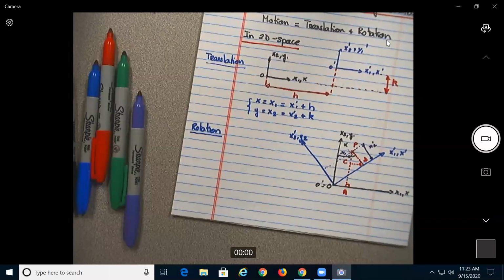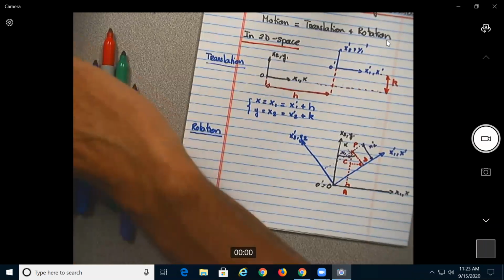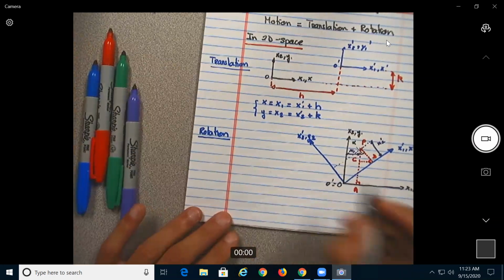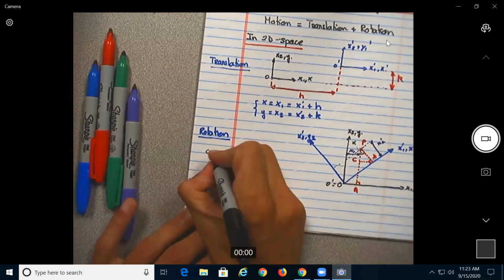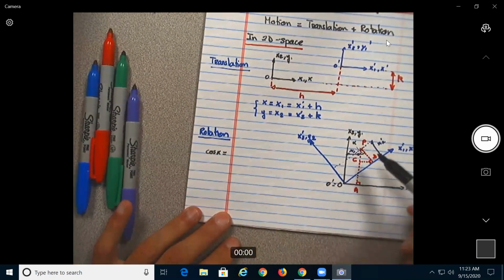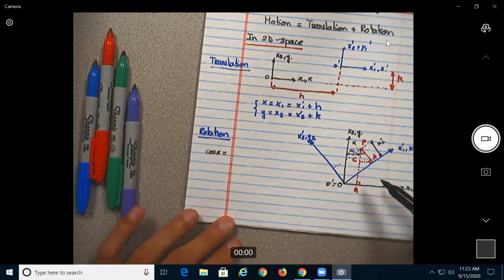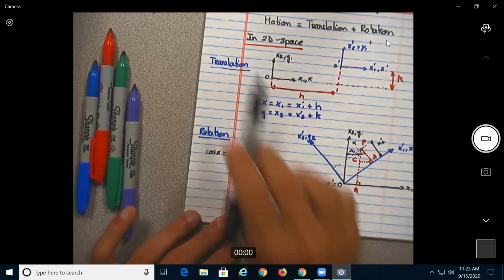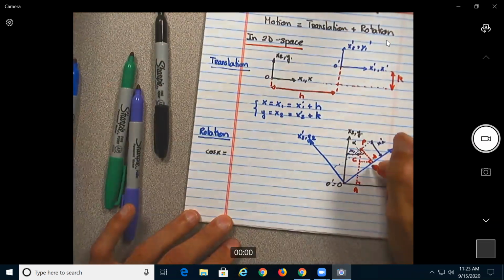Okay, so from simple geometry, I'll give you now the relations that we're going to need. We have that cosine alpha of the angle would be equal to OB. Where is point B over here? Sorry, OB, I didn't put B. This will be here, B.